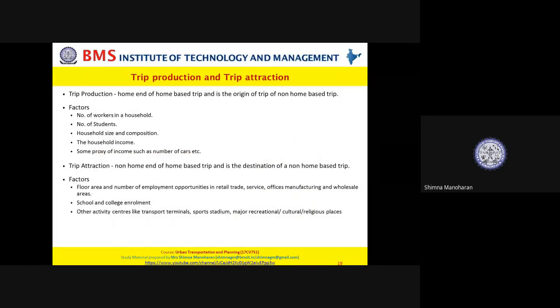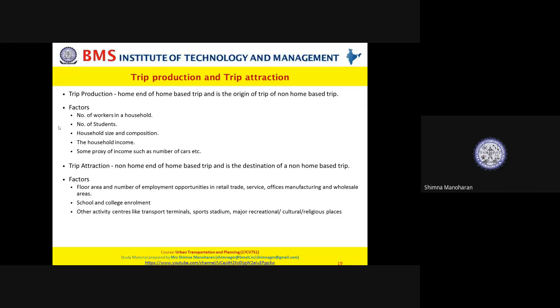So trip production we have seen, it is the home end of home-based trip, and origin of non-home-based trip. So what are the factors that will be depending on trip production? The number of workers in a household, right? If you take a typical house, the student might be going to school, the parents or the elders will be going to work. Like for a typical single house, you can consider a single household.